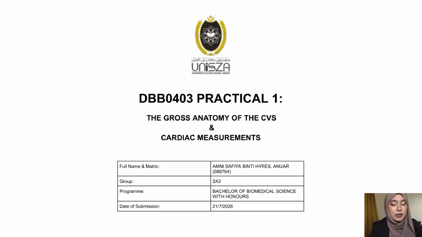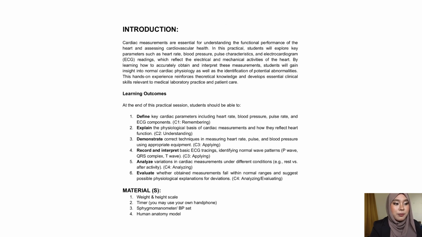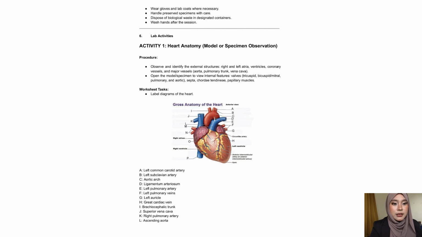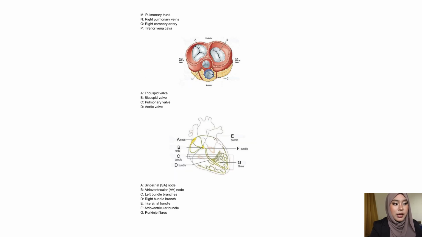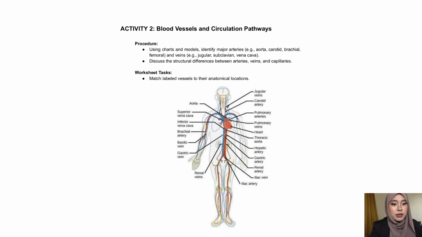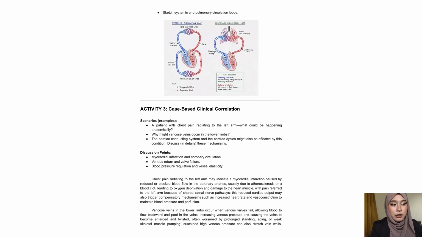So the first practical of this semester is practical 1. I am in group 2A3. Practical 1 is the cardiovascular anatomy and cardiac measurements. The heart functions as a 4-chambered pump where deoxygenated blood flows from the vena cava to the right atrium and ventricle, while oxygenated blood is ejected from the left ventricle into the aorta.